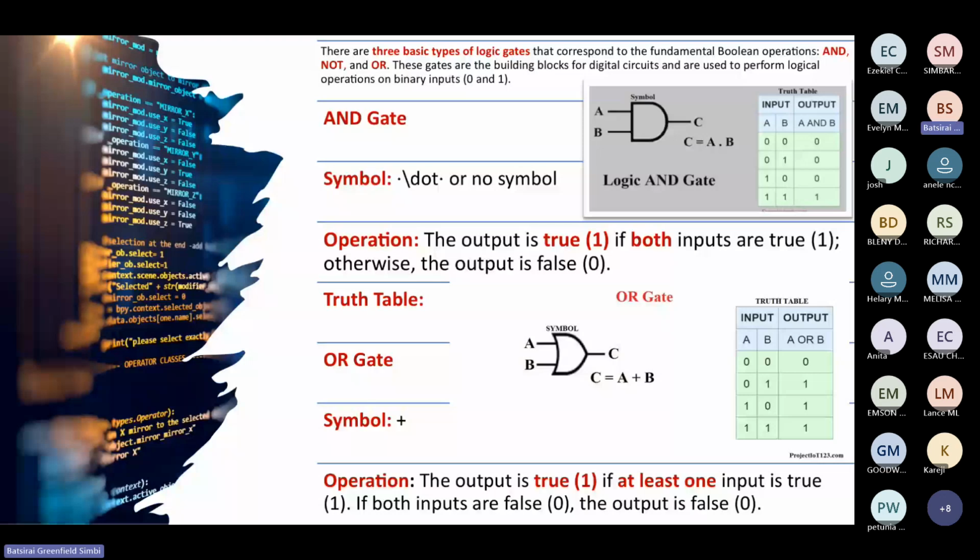So we also have an OR gate, which is represented by this sign here. There is a difference between it and the AND gate. This sign is the OR gate, and it is the same again on the truth table as what we discussed yesterday in terms of the zeros and ones. The output is true if at least one input is true. If both inputs are false or zero, the output is also zero or false.